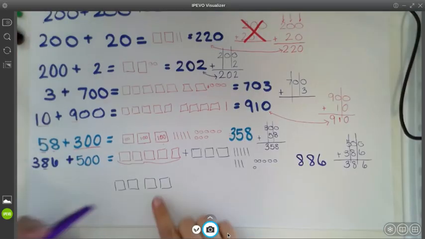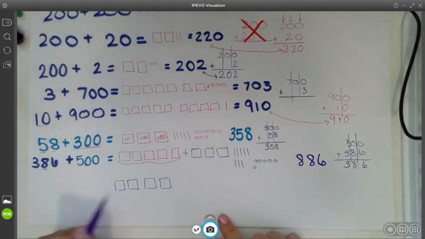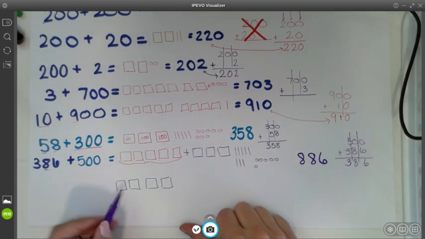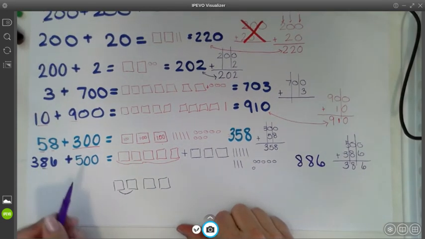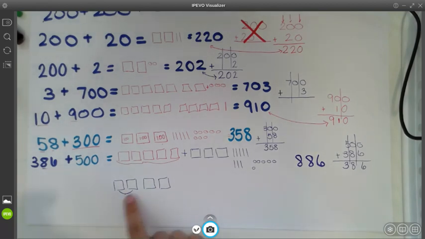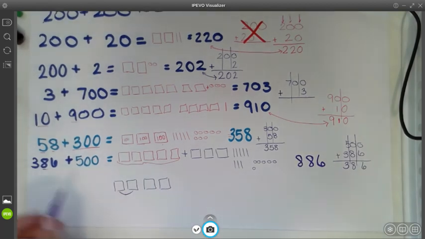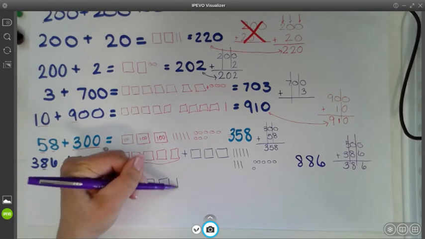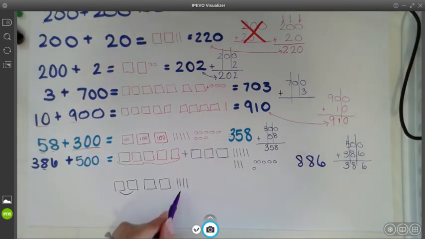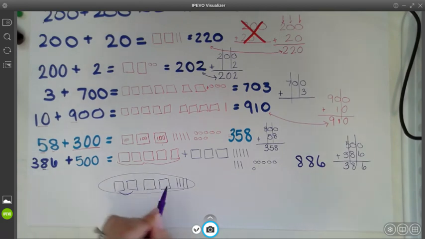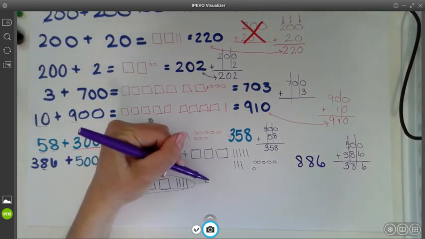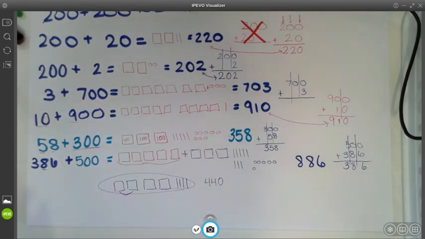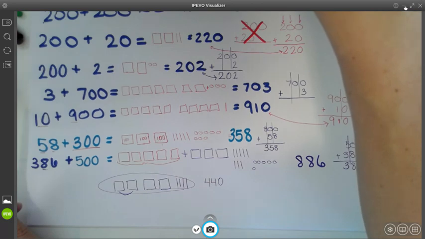Okay. So I'm just going to do this drawing, and I want you to check. It's not going to be as elaborate as the other ones, okay? But if you chose to make a drawing, this is one of those times when that would be helpful. So they had 2 teams, each with 200. And then they had 4 teams with 10 players, 10, 20, 30, 40. Okay, very quickly and easily, you can see that they have 440 friends playing games.